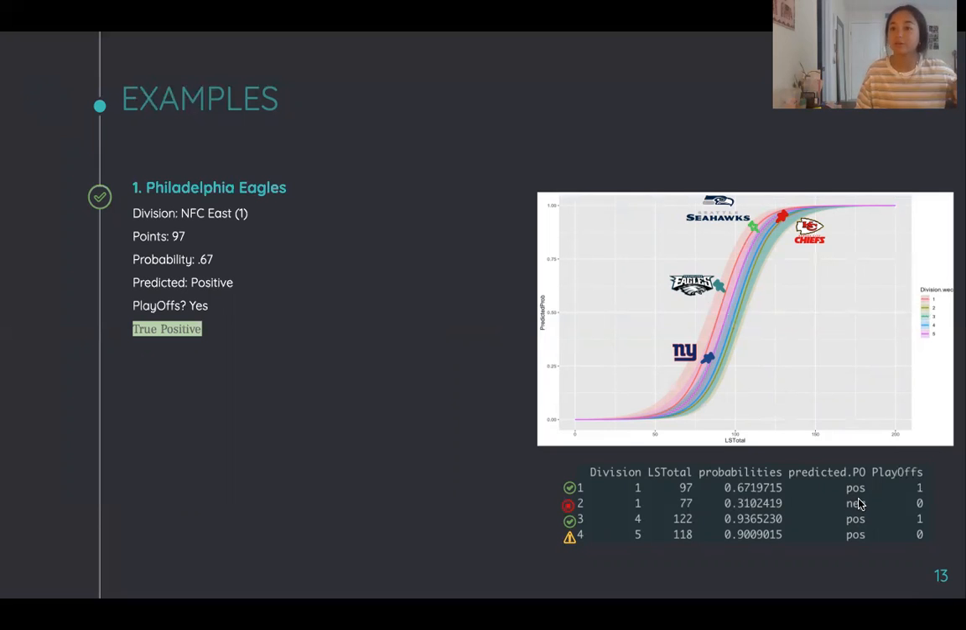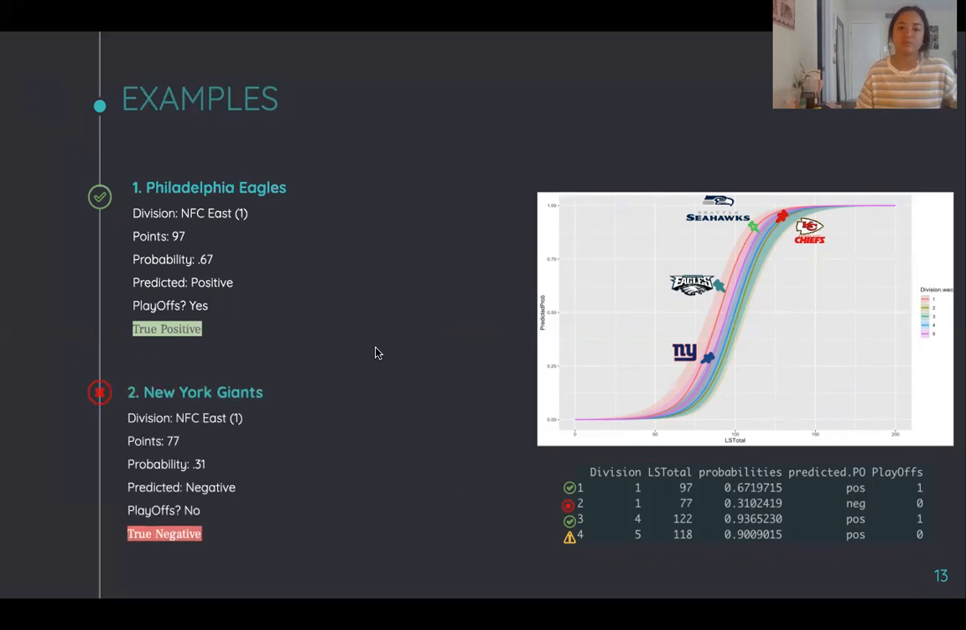And if we look into our crystal ball and read the future, we do see that in the 2021 to 2022 season, they do make it to the playoffs. So they are a true positive. Moving on to the New York Giants, they scored 77 points in the NFC East, which is the same red line. You follow it down to here and you get a 0.31 probability of making it to the playoffs, which is a negative prediction. And we look into the future and they did not make it to the playoffs. So therefore they're a true negative.